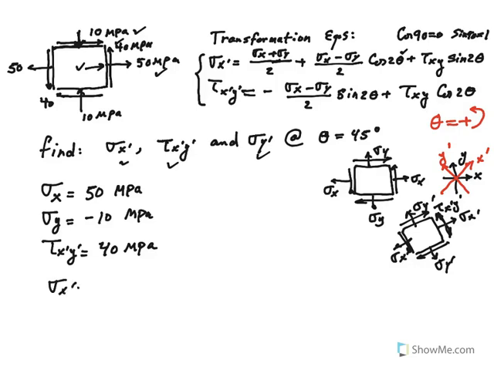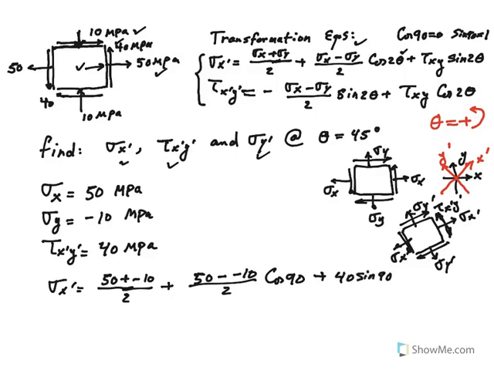So sigma x prime equals sigma x, 50, plus sigma y, minus 10, divided by 2, plus, looking at this equation, sigma x, which is 50, minus sigma y, cosine 90, because when you put 2 times 45, you get cosine 90. And tau xy, which is 40 positive, sine 90. So this is 0, so that's gone. We get a 20 here, and we get a 40 here. So we get sigma x prime equal to 60.